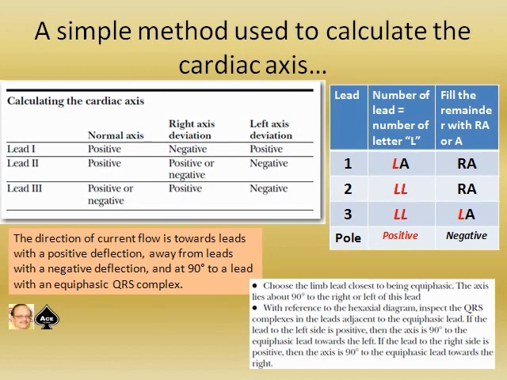An easy thumb rule to remember: keep your left thumb on lead 1 and your right thumb on AVF. Whichever thumb is positive indicates the axis. So if the left thumb, placed on lead 1, is positive, that is left axis deviation. If the right thumb, placed on AVF, is positive, that means it is right axis deviation.